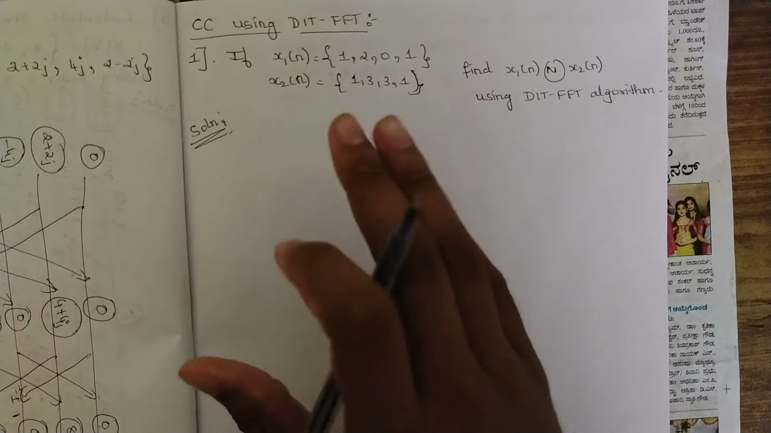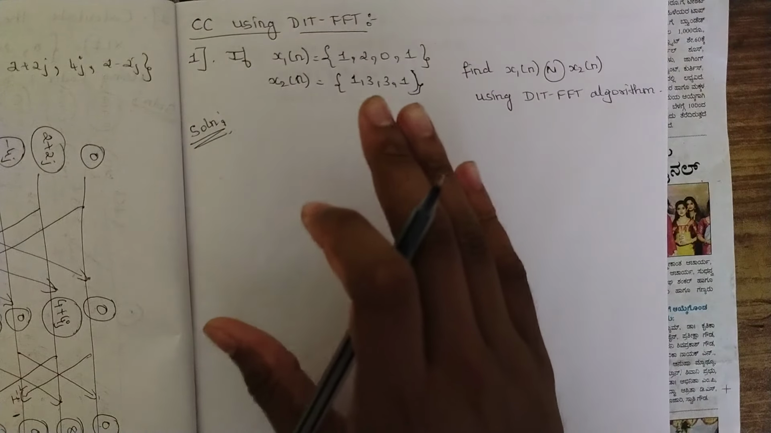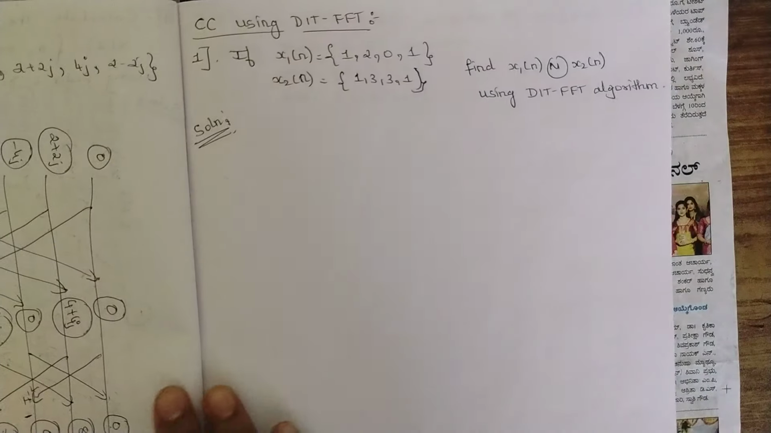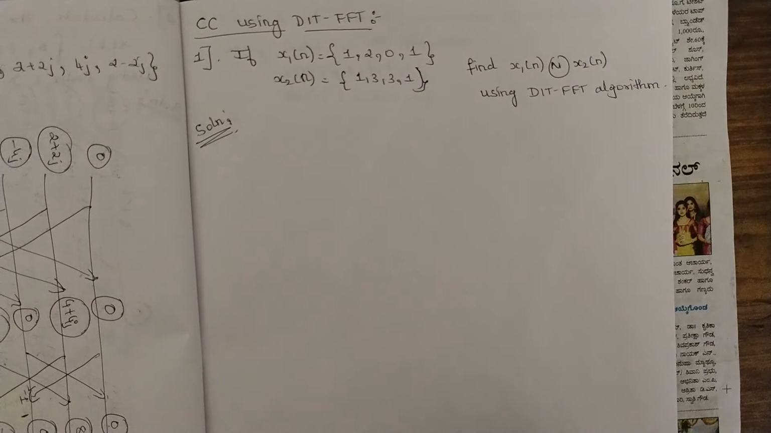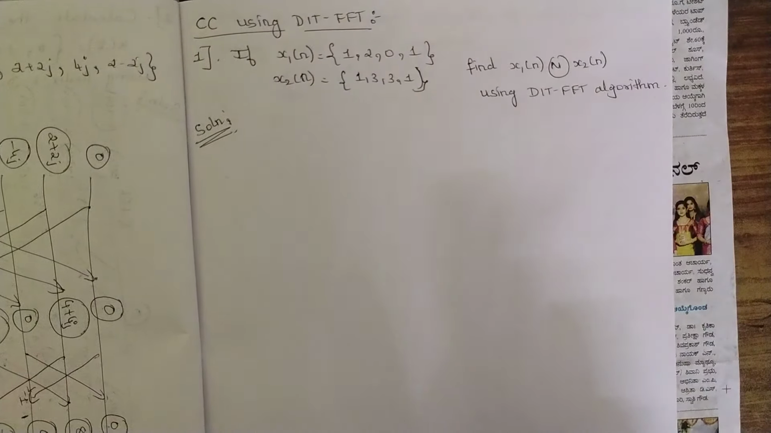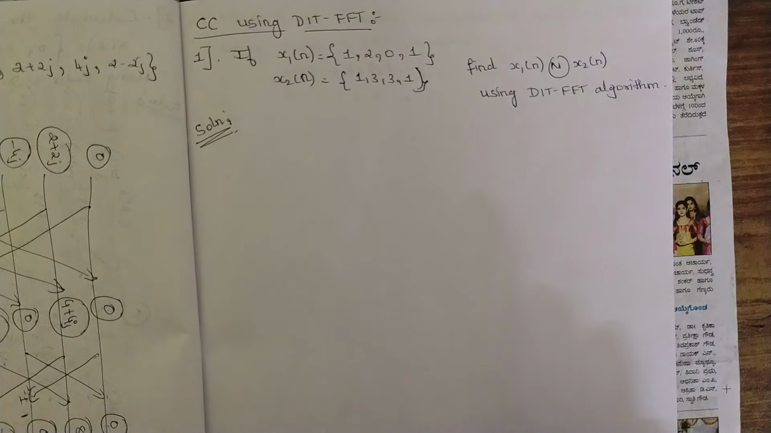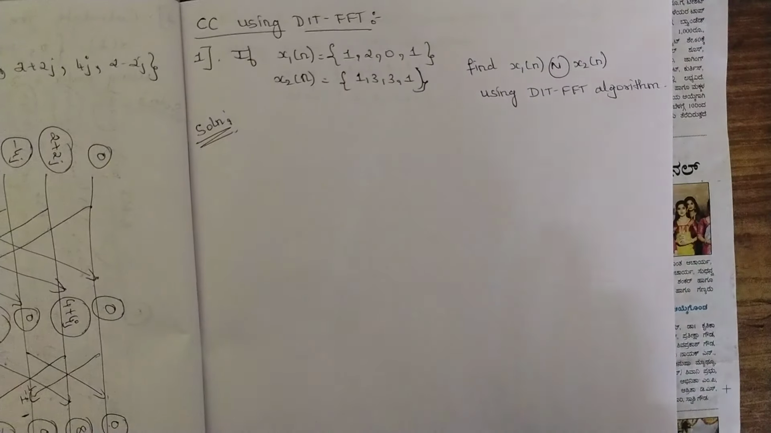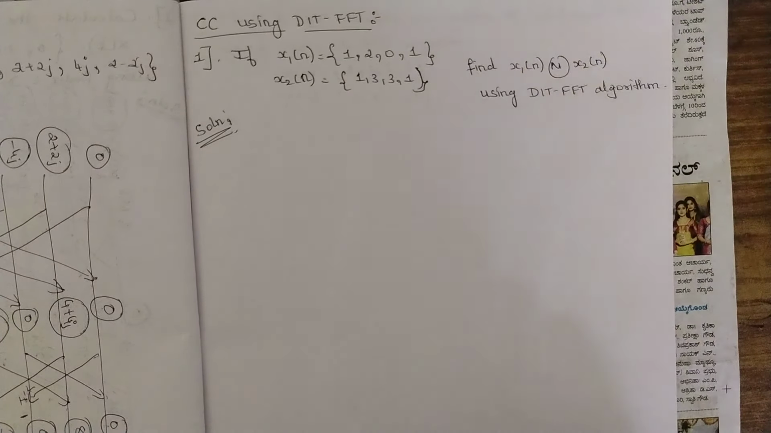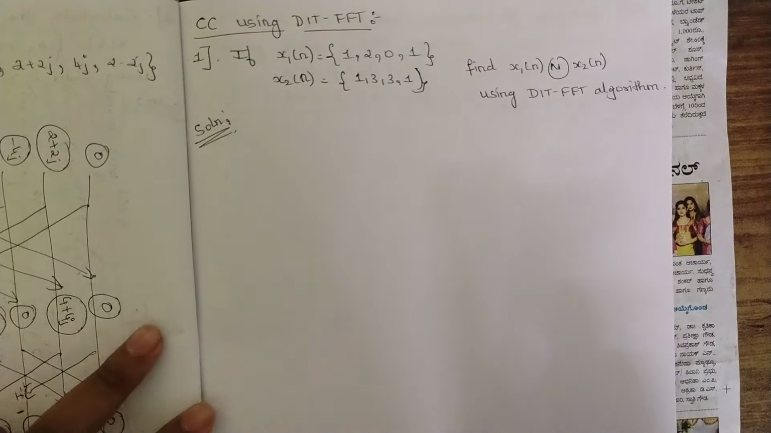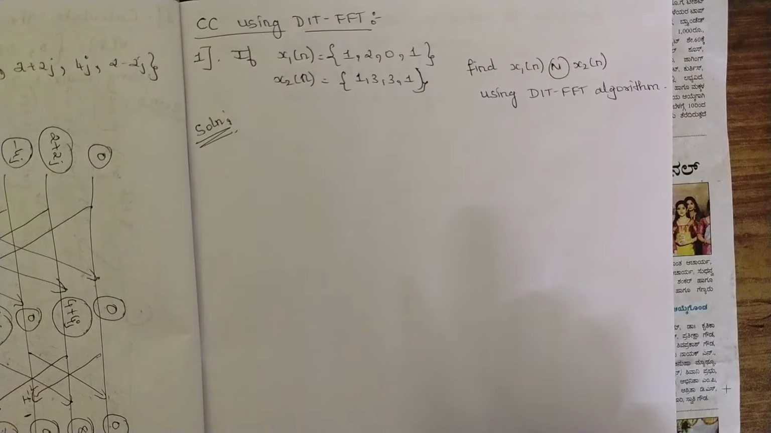I'm going to give two questions in this video, and we are going to solve these two questions using circular convolution, which we have already discussed. But the method would be different. This time we are going to use the butterfly structure, or DIT FFT algorithm. This session I won't be taking very long. I'm going to solve it in a very quick manner.